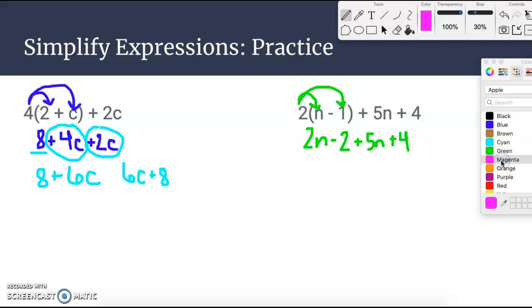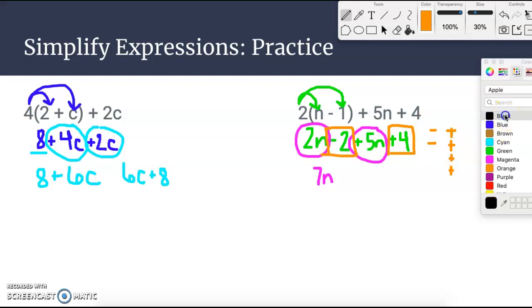And now we have lots of like terms that we need to combine. So start with your variables. We have 2n plus 5n. Positive 2 plus positive 5 is 7n. Then looking at our constants, I have negative 2 and positive 4. Again, if it helps you to use a picture, please feel free. So I have 2 negatives and 4 positives. I cancel out my pairs of opposites, and I'm left with positive 2. So 7n plus 2, that is in simplest form. It has no more like terms and no parentheses.